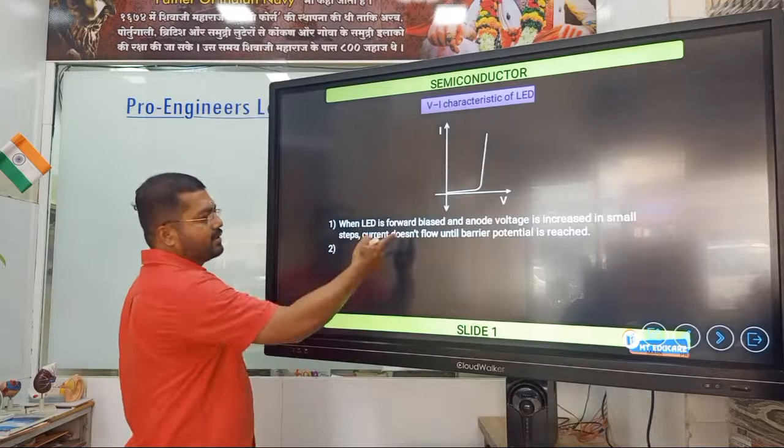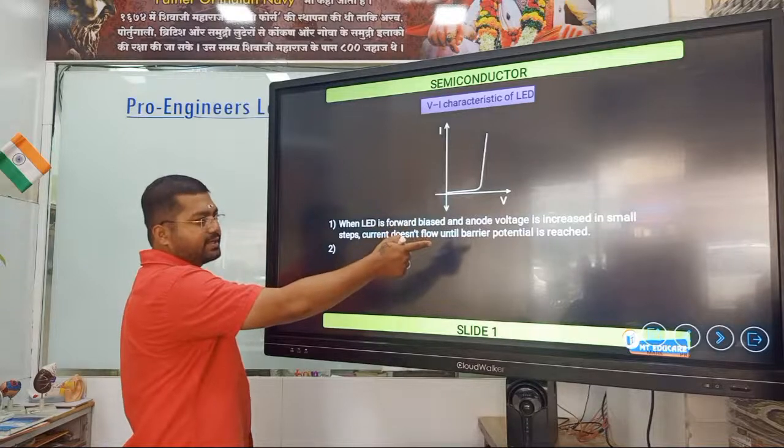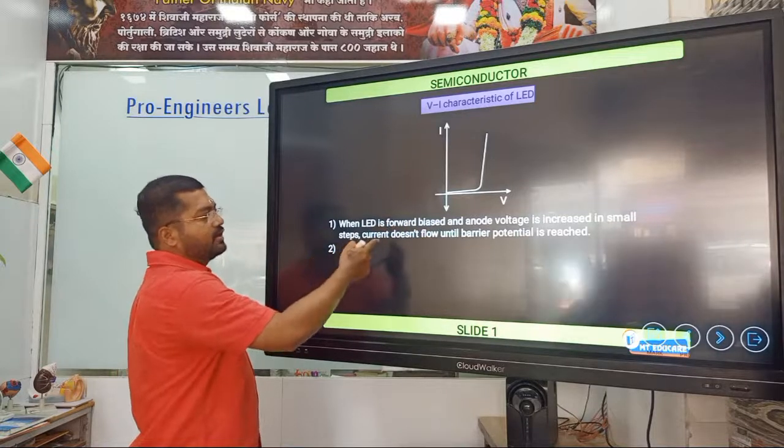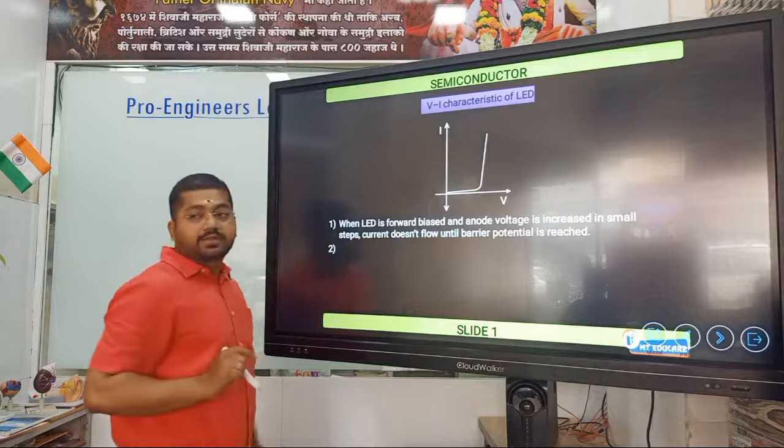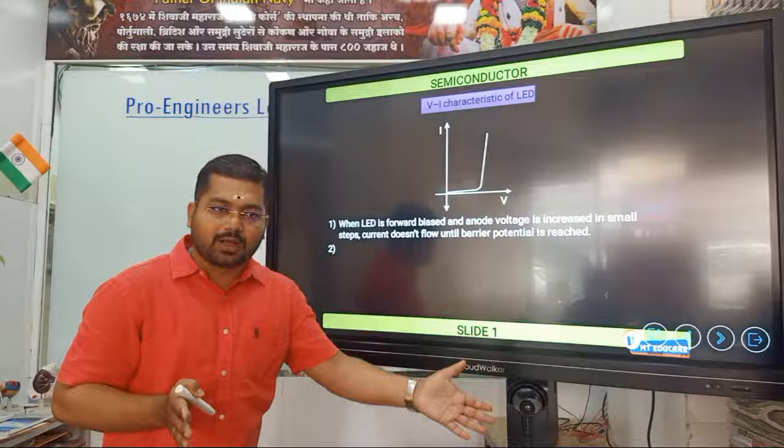When LED is in forward bias, anode voltage is increased, that is, positive voltage is increased in small steps. Current doesn't flow until the barrier potential is reached. Why? Because only when you break the barrier potential will conduction happen, right?